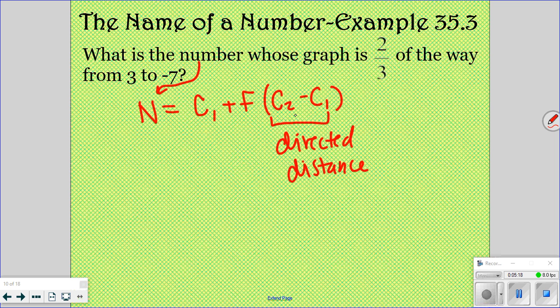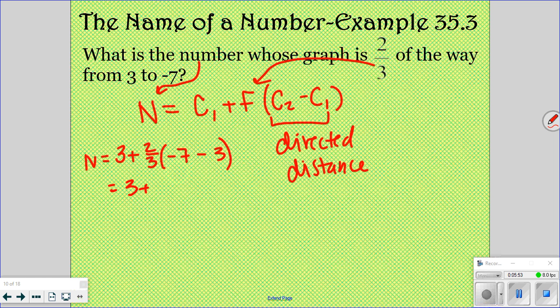And then whatever the change is there, you're going to multiply it by the fractional distance you're looking for, and then add it to your original point. So that's the formula I would focus on memorizing for these, and then all you have to do to get your number is plug it into your formula. So our C1 here is 3, the fraction is 2/3, and then we started at 3 and we end at -7. So -7 minus 3. And then from there, all you have to do is simplify it.